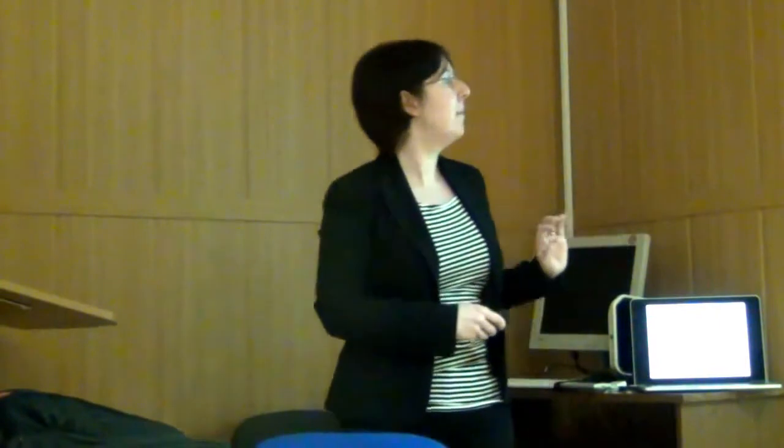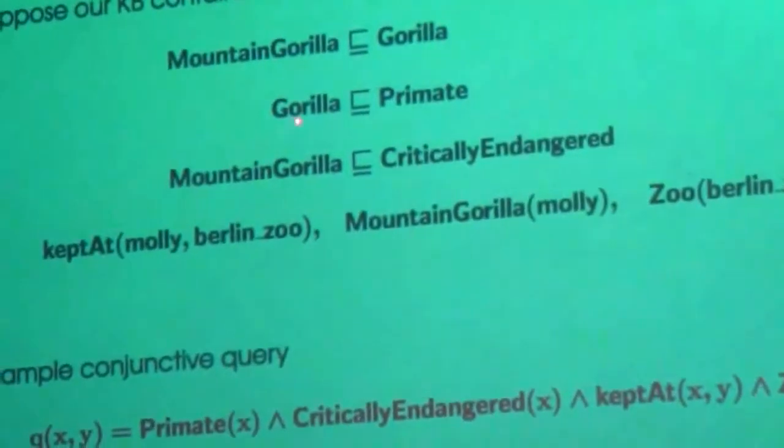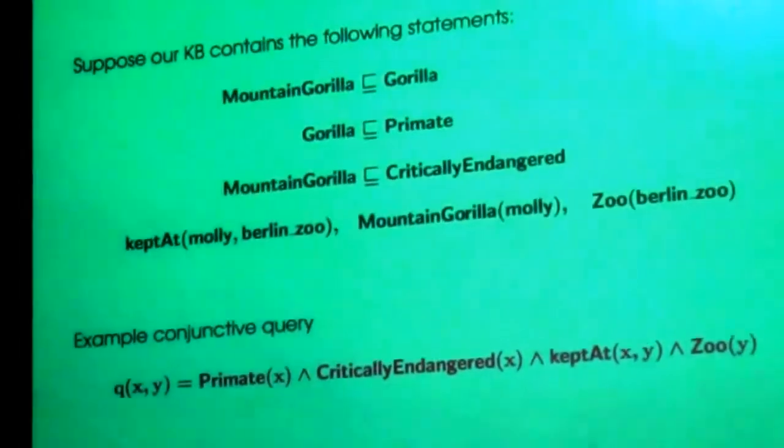And what makes them difficult is that they're complex queries from databases, but now we have a more complex setting because we also have knowledge. We have models instead of a single interpretation. So a very simple example here is, suppose that I have a really simple ontology here, just inclusions, okay? So mountain gorillas are primates, and mountain gorillas are critically endangered.